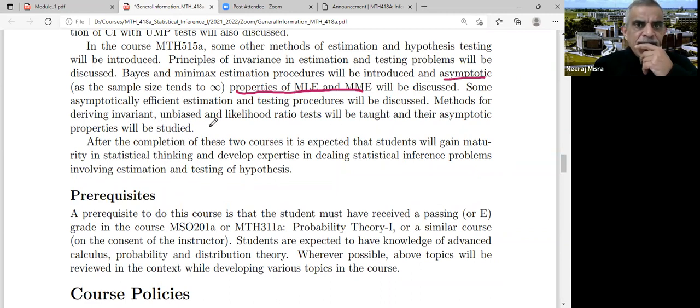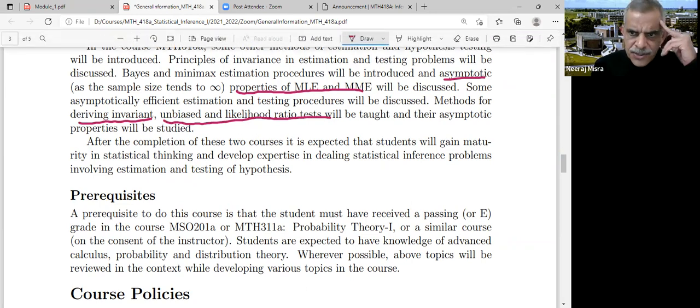Methods for deriving invariant, unbiased, and likelihood ratio tests would be discussed. How do you derive invariant, unbiased, and likelihood ratio tests? That would be done in the follow-up course.